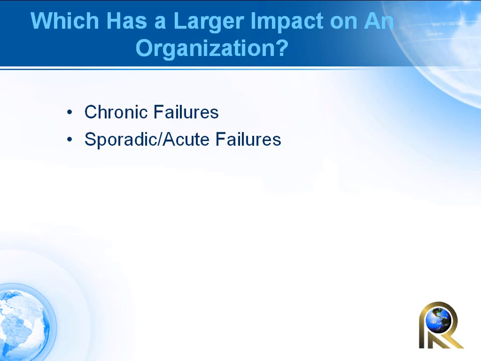The chronic failures, the ones that happen so often that they get conditioned to be a part of doing business, a cost of doing business, or the sporadic or the acute types of failures. As we can see from our listing in the last slide, usually RCAs are going to be commissioned under the conditions of a sporadic or an acute type of failure, as opposed to the chronic things that happen all the time. Let's explore that in more detail.